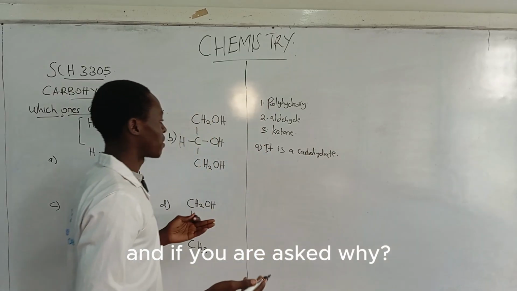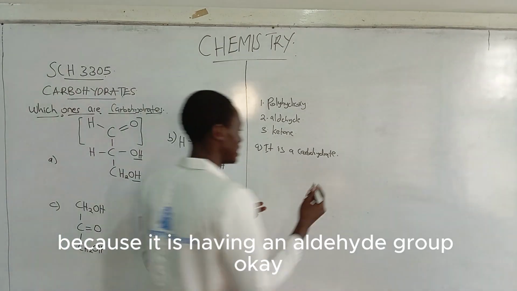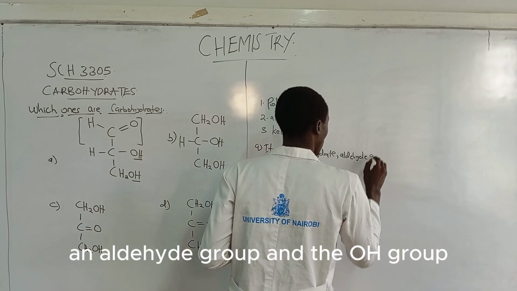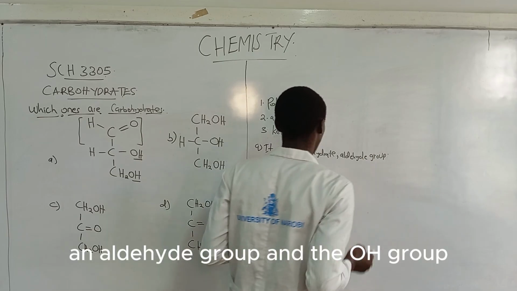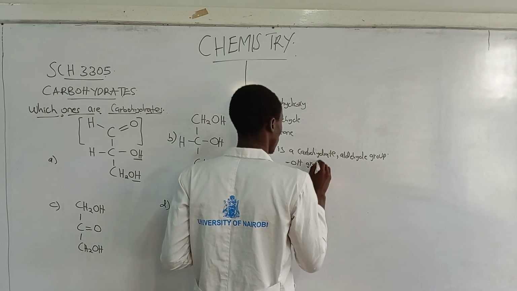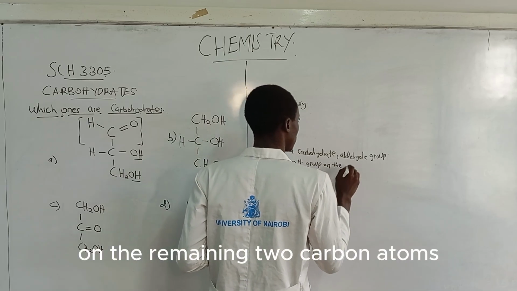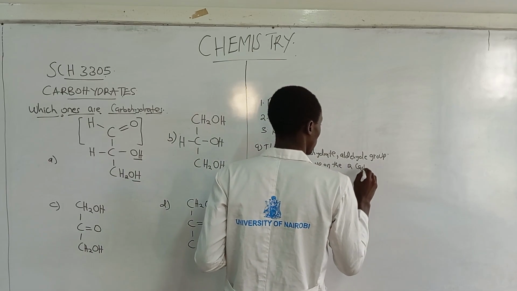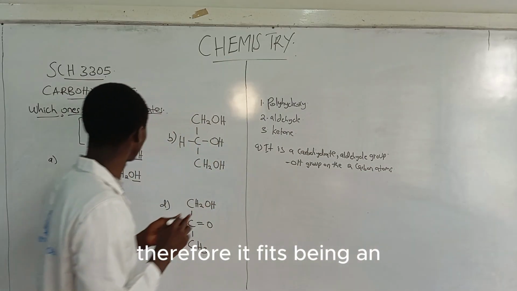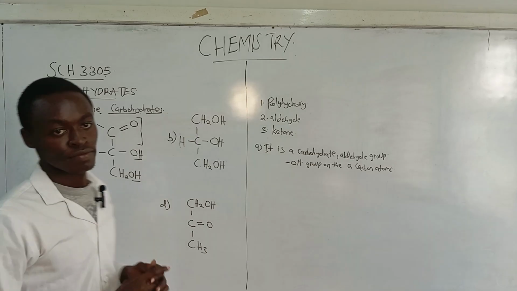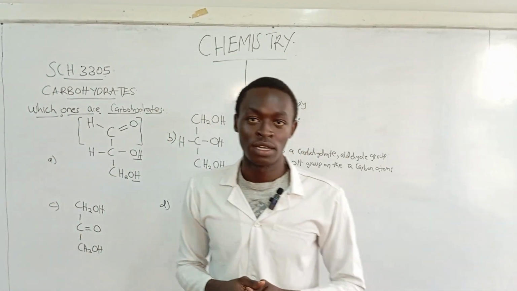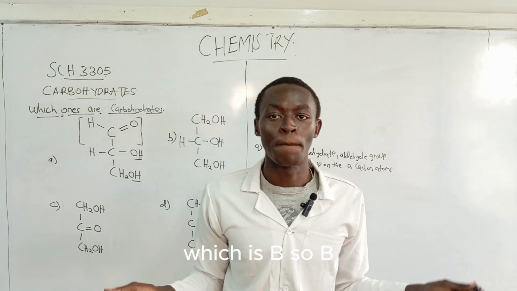And if asked why: because it has an aldehyde group and the OH group on the remaining 2 carbon atoms. Therefore, it fits being a carbohydrate. I believe you've seen that. So A fits being a carbohydrate. Let's check on our next option, which is B.